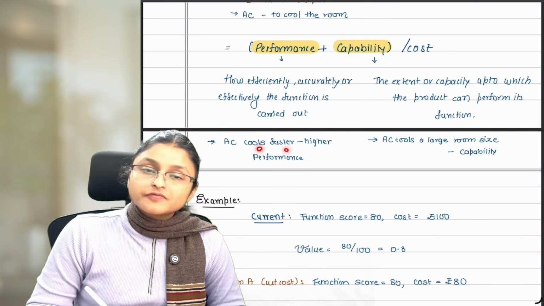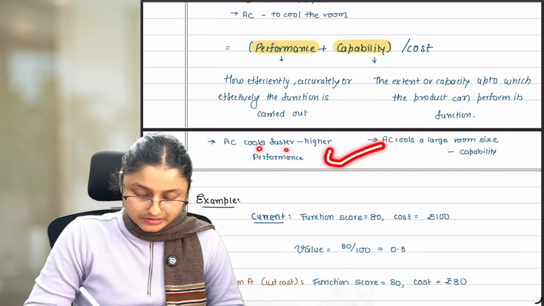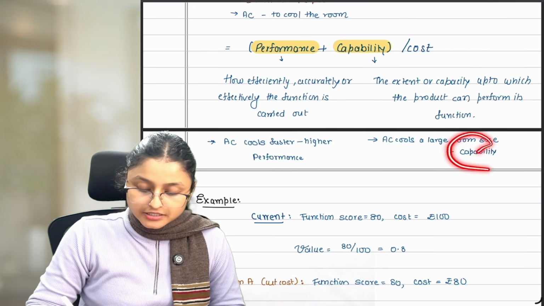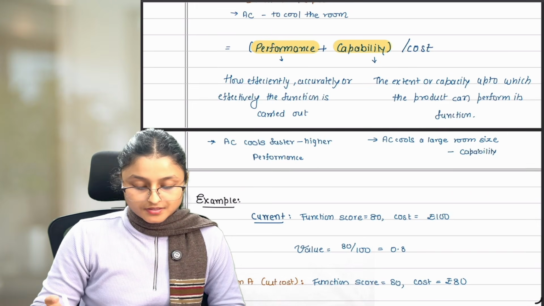So if an AC cools faster, it's a higher performance. But if an AC can cool a large room size, it is higher capability. Done.